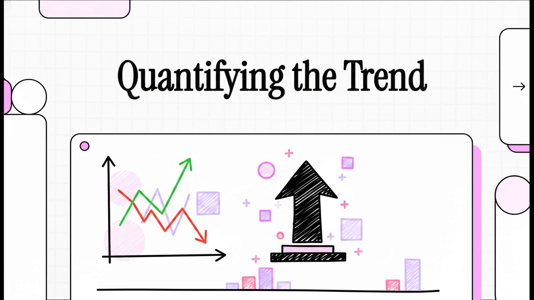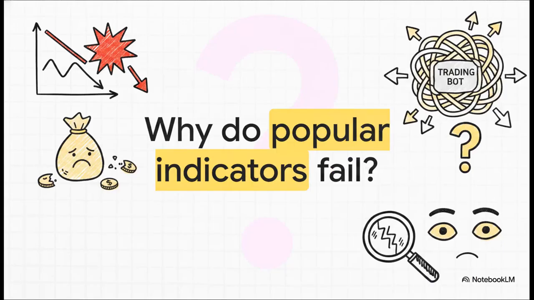But before we can make any sense of all that noise, we have to build a rock-solid foundation, and that whole process starts right here, with understanding the trend. So, let's just dive right into it with a really critical and honestly a super frustrating question. Why do popular trading indicators suddenly just stop working?